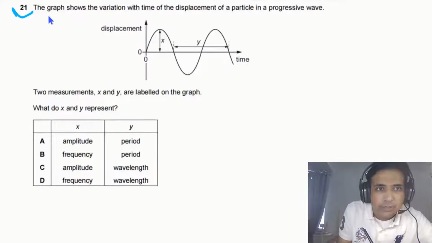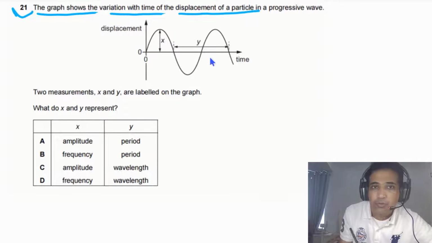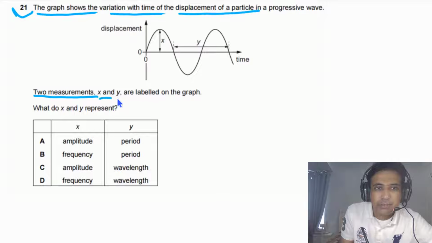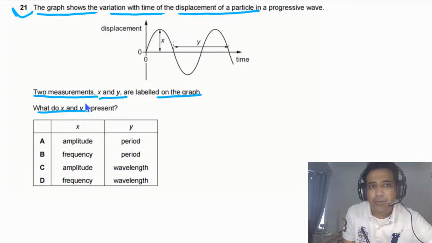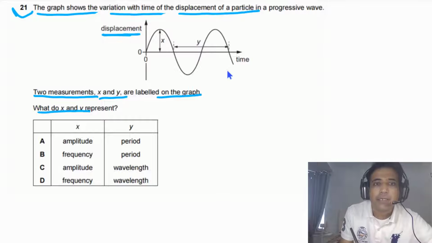Question 21 says the graph shows the variation with time of the displacement of a particle in a progressive wave. Two measurements x and y are labeled on the graph. What do x and y represent? So we have displacement on the y-axis and we have time on the x-axis. So it means x is the maximum displacement. So x is representing amplitude, because this is the maximum displacement of the particle.